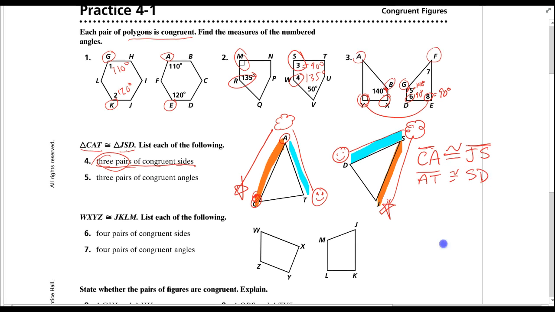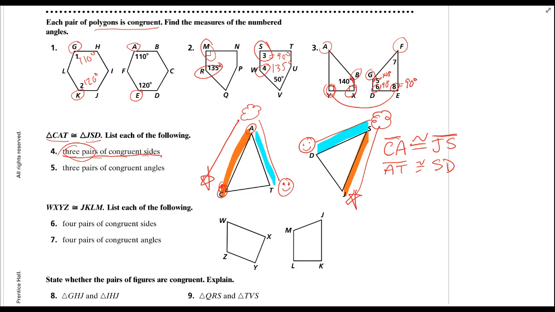Now, if you've already done this and you said, but Mrs. Mitchell, what about TA congruent to DS? That's okay. Either one of these is fine as long as you have the A first and the S first. Oops, look at that, I forgot the symbol. Or if you chose the T first, then you have to have the D first.